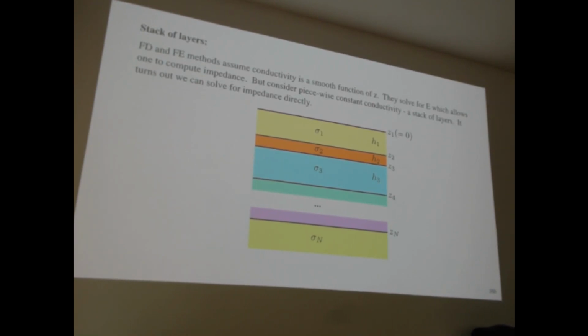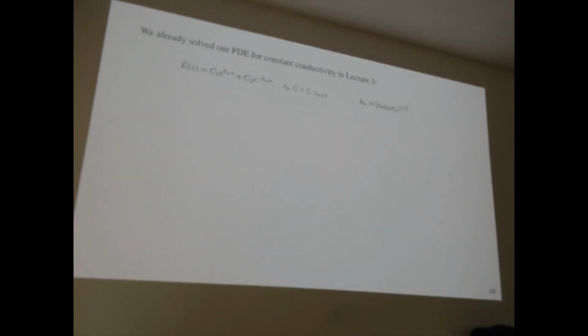Okay, so here we have a stack of layers. And what we have is depths at each of the layer interfaces. What we're going to want to use is the thicknesses of the layers and then the conductivities of the layers. So the conductivity is constant in each layer. It turns out you can solve this analytically.